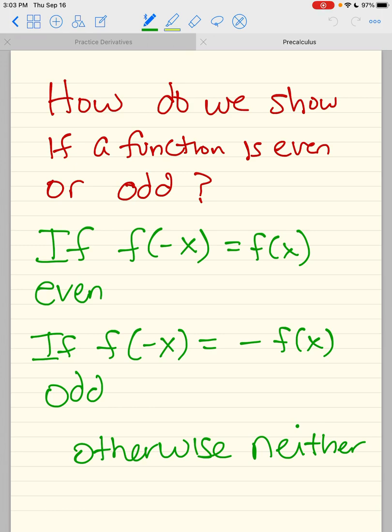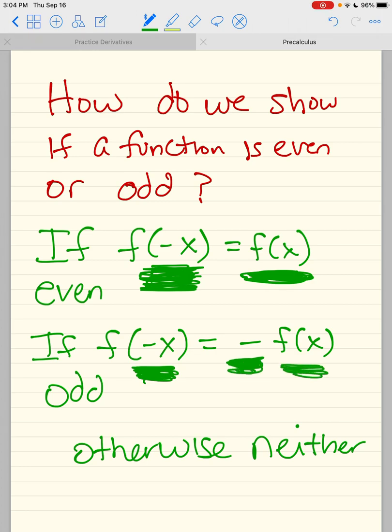So how do we show if a function is even or odd algebraically? It's actually really simple. All you have to do is plug in a negative x everywhere you see an x. Plug in a negative x, and if it comes back and gives you your original function, then it's even. Or you plug in a negative x, still the same step, and if it doesn't give you back your original function, take out a negative, and once you take out a negative, if it gives you back your original function, then it's odd. Otherwise, it's neither.